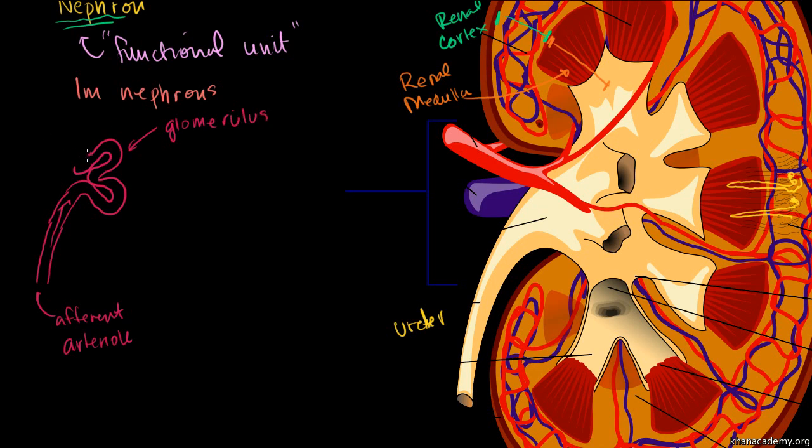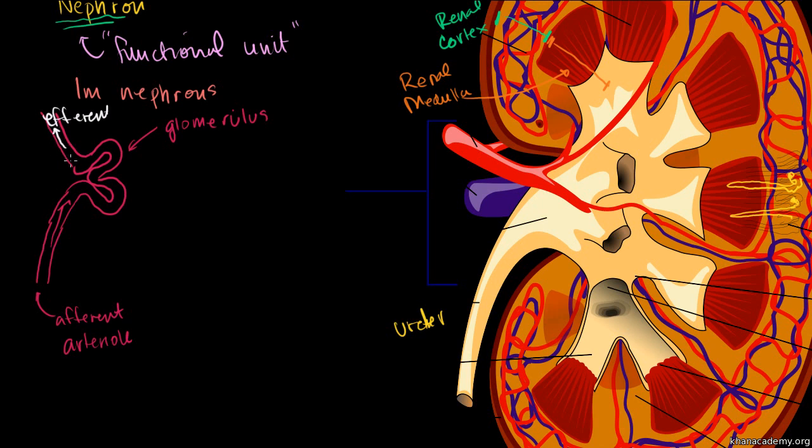And then it leaves via the efferent arteriole. Efferent. Let me switch colors. This red is getting monotonous. This is the efferent arteriole. Efferent just means away from the center. Afferent, towards; efferent, away from the center.